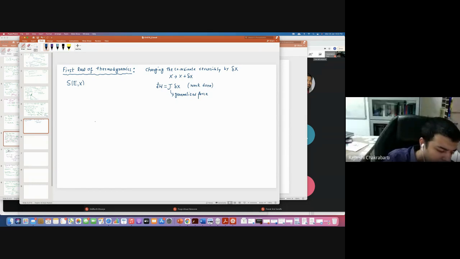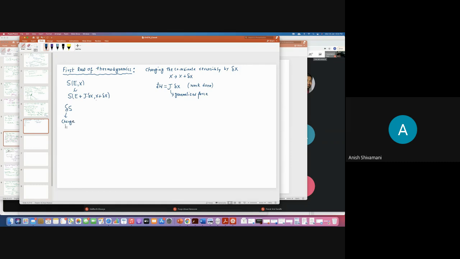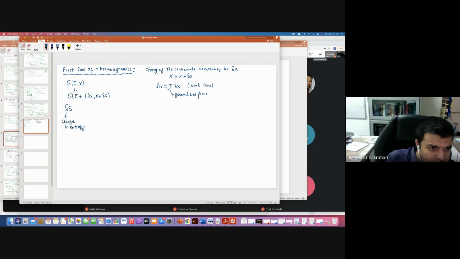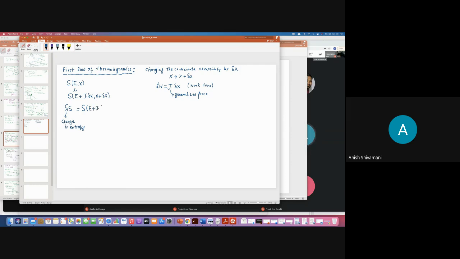It's like this. So then my entropy has now changed from S to S plus, sorry, S of E, X plus J delta X. You can follow this, but the change. So what is the change in entropy? Change in entropy. Del S del E into dE plus I will do that later, but let me write down here using this notation: S of E plus J del X, X plus del X minus S.